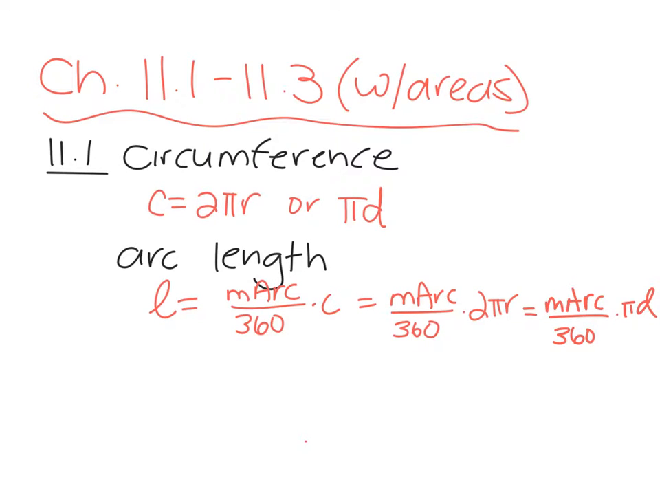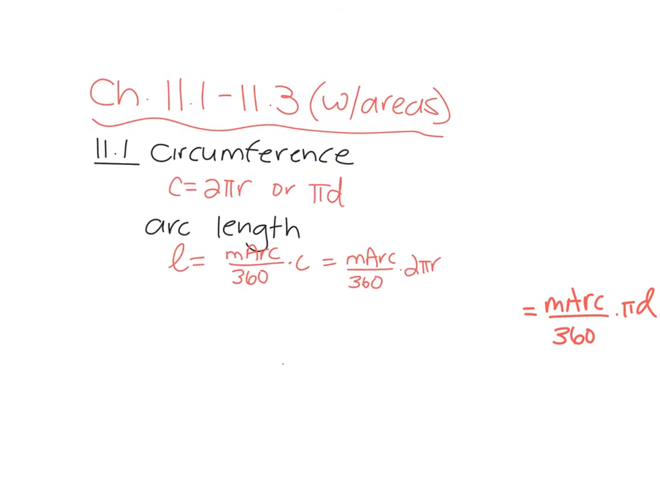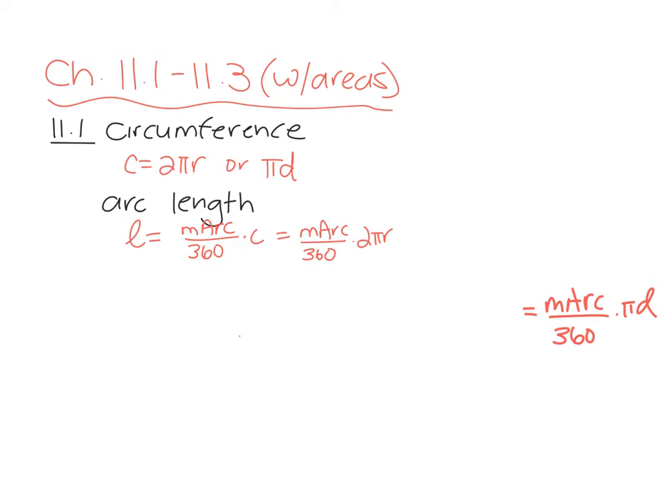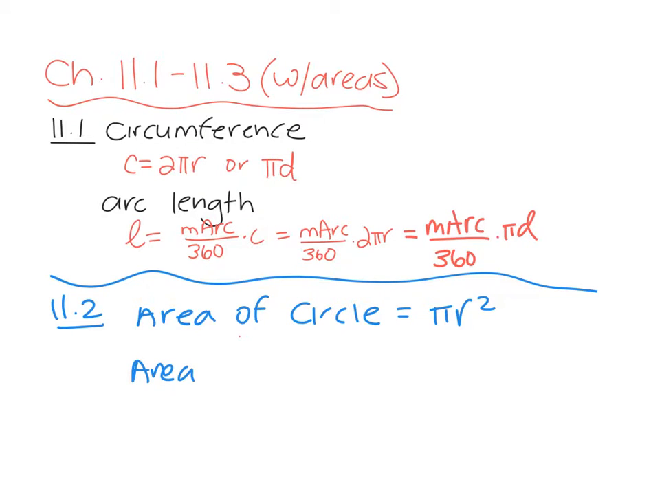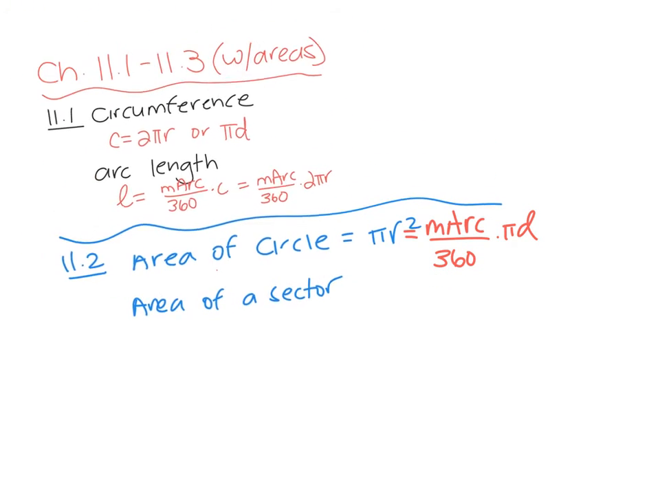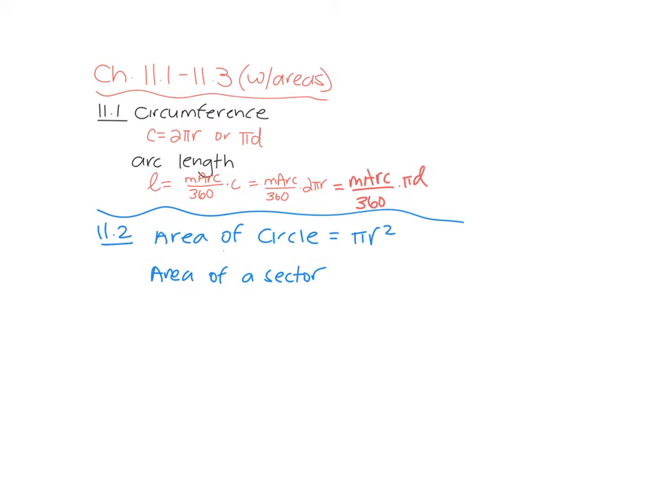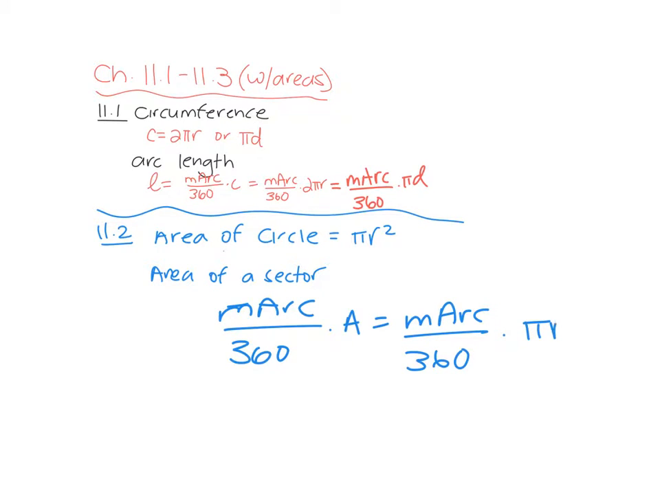All right, then 11.2, which was areas of a circle, pi r squared, and area of a sector, which is the measure of the arc over 360 times the area, or the measure of the arc over 360 times pi r squared.